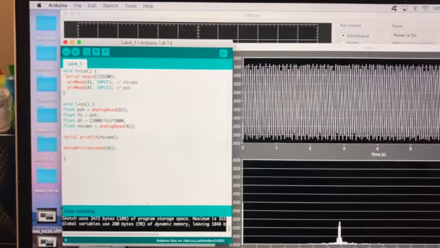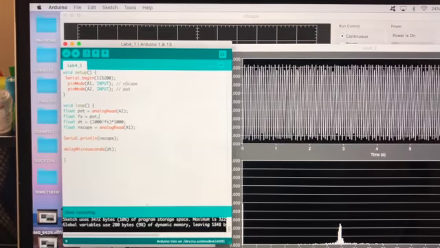I then found delta t, which was plugged into the delay function.